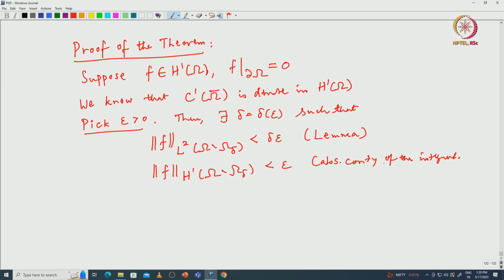Okay. So, the first one follows from the lemma and this is the absolute continuity of the integral. Okay. And this is where we have used the hypothesis that trace is 0. So, remember that. Okay. And that is where that delta is coming, extra delta.